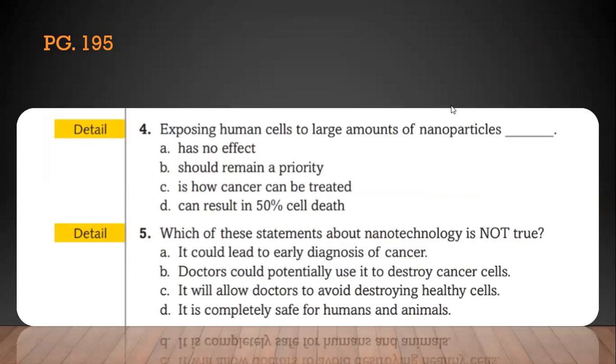Okay, exposing human cells to large amounts of nanoparticles has no effect, should remain a priority, or is how cancer can be treated. Or letter D, can result in 50% self-death. Exposing human cells to large amounts of nanoparticles. What do you guys think is the best one?